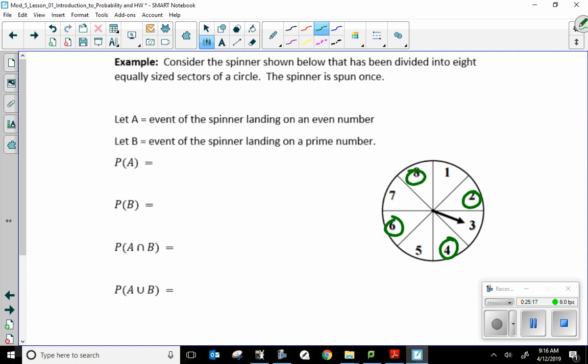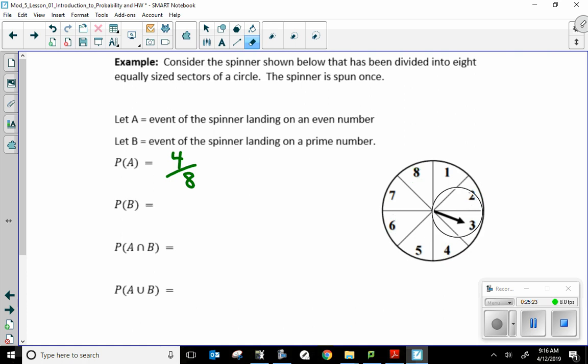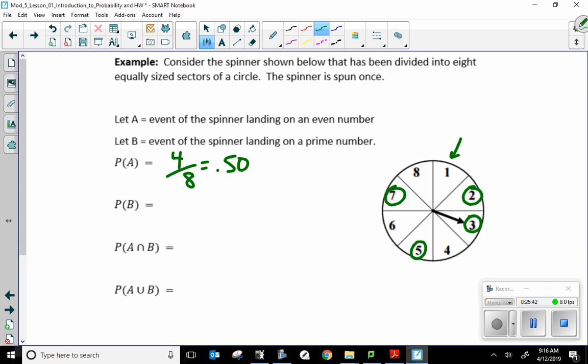There are 4 even numbers out of 8 possible outcomes because I can go 1 through 8 here. So that probability is 4 out of 8 or 0.5, 50% if you will. Now the probability of the spinner landing on a prime number. 1 is not a prime number. 2, 3, 5, and 7. Again, there are 4 out of 8, which is 0.50.